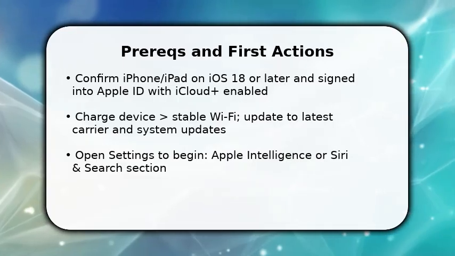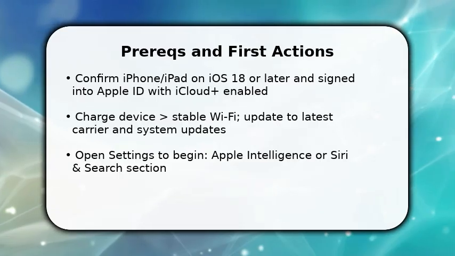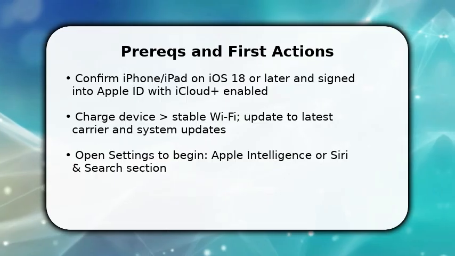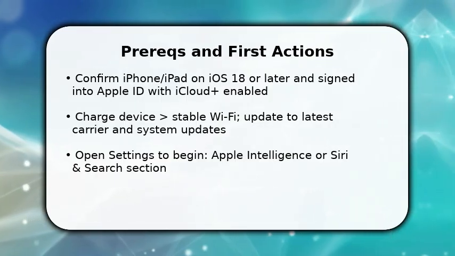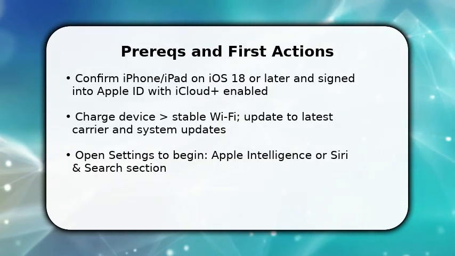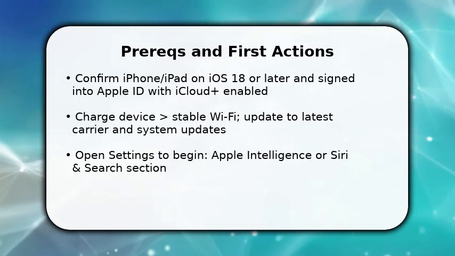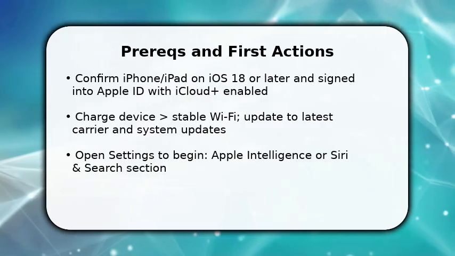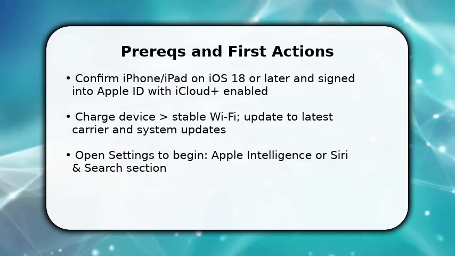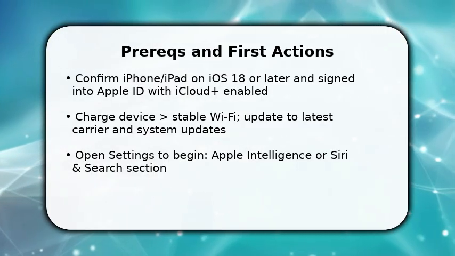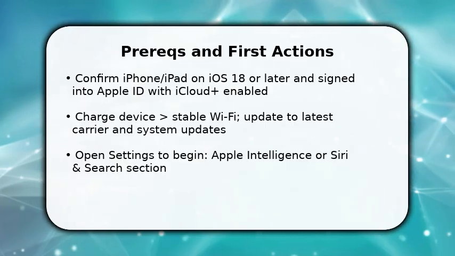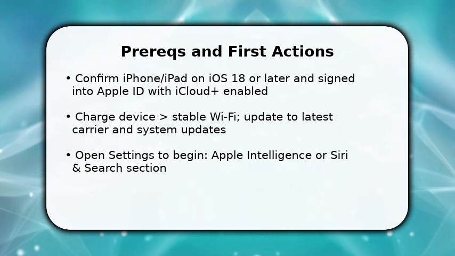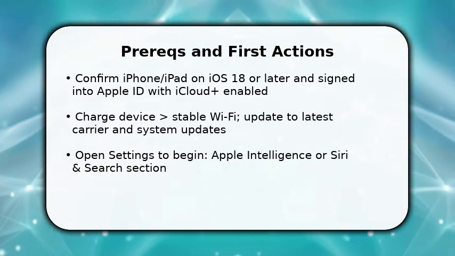You start by confirming prerequisites. You need a device on iOS 18 or later, signed into your Apple ID with iCloud Plus for full Apple Intelligence features. Once you have Wi-Fi and a charged device, open Settings and go directly to Apple Intelligence or Siri and search. Make sure background app refresh and location services are available. These let Apple Intelligence access context. Now tap the Apple Intelligence entry to begin the first configuration steps and grant necessary permission.